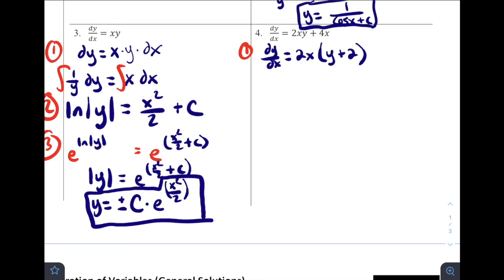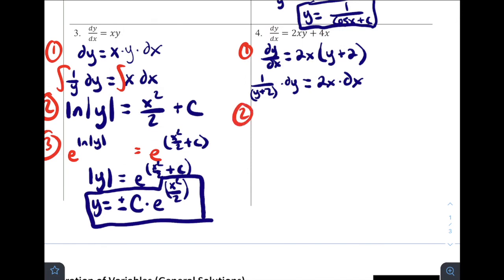But now the nice thing is I can divide by this y plus 2 term to get that to the left side, and then multiply by dx to get that to the right side. If we do that, we end up with 1 over y plus 2 times dy is equal to 2x times dx. All my terms with y's are on the left now, and all my terms with x's are on the right side now. So we're ready to move on to step 2.